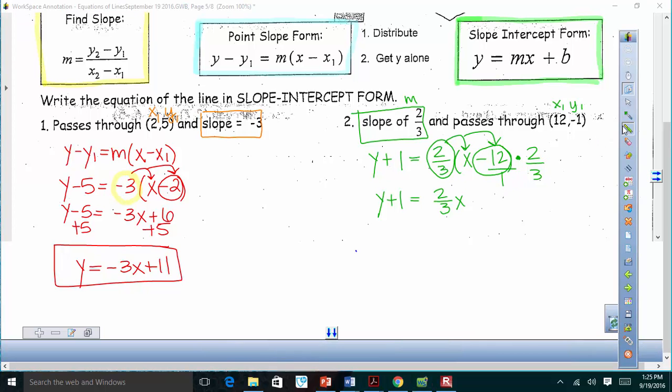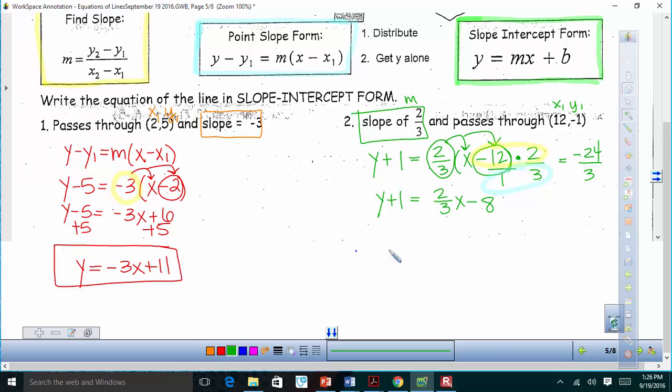So once I put it over 1, then all I do is take my top numbers and multiply them. So what is negative 12 times 2? Negative 24. And what is 1 times 3? 3. Okay? And negative 24 divided by 3 is negative 8.